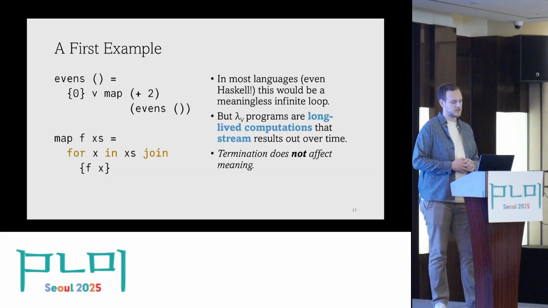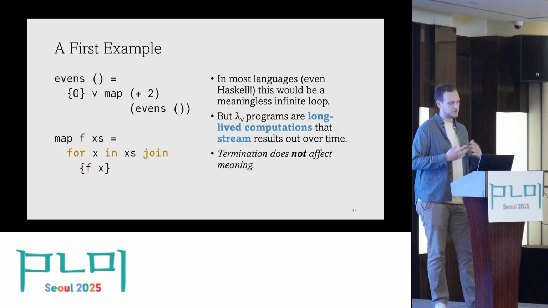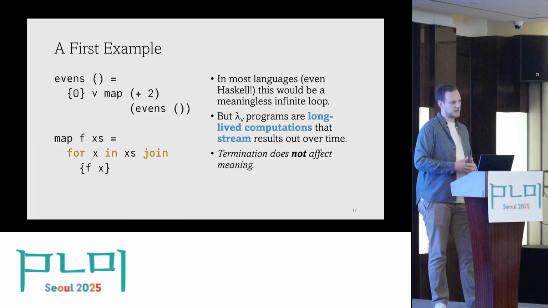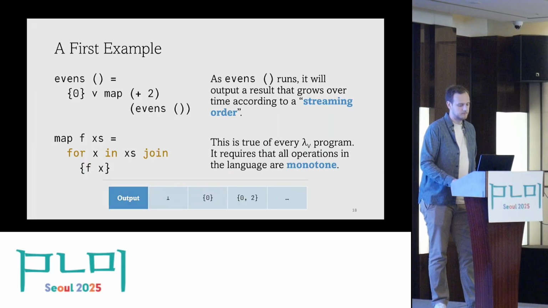But lambda join works on a different model of computation. Lambda join programs don't need to terminate to return a result. They can stream them out as they're still running. So lambda join programs are these long-lived computations that stream results out over time. And that means that termination doesn't affect the meaning of programs. It means that a non-terminating program might even be equivalent to a terminating one.